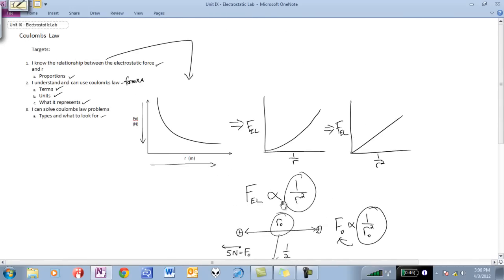So going back on over here, I know the relationship between the electrostatic force and r. We just did proportion. Check there, number 1 done.